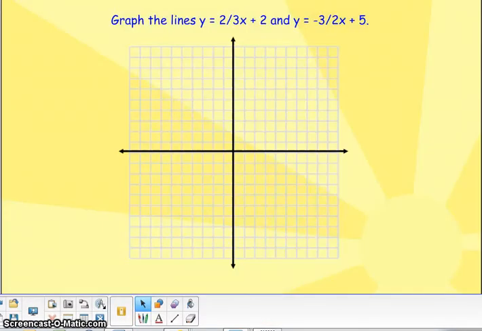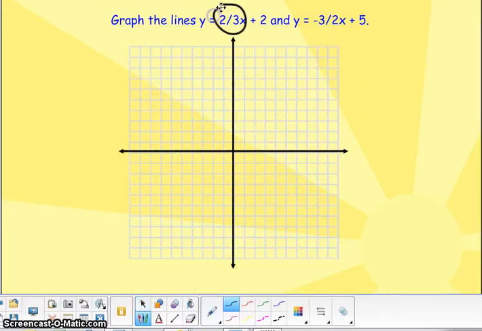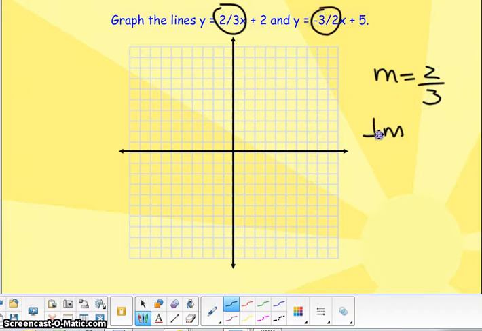The graphs of lines that are perpendicular are going to look like these following lines. And as you can see already, you've got 2/3 as one slope and -3/2 as the perpendicular slope. So we know that those are opposite reciprocals.